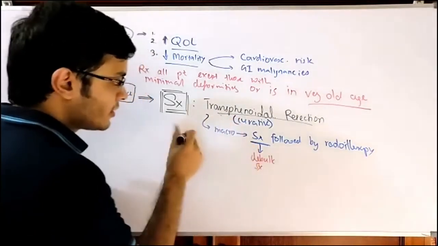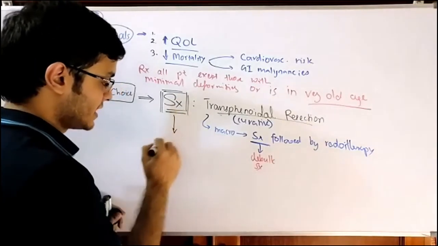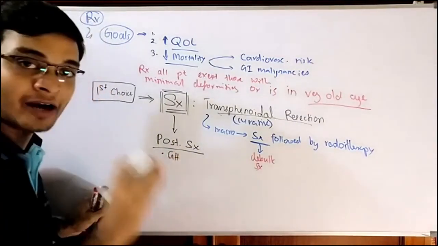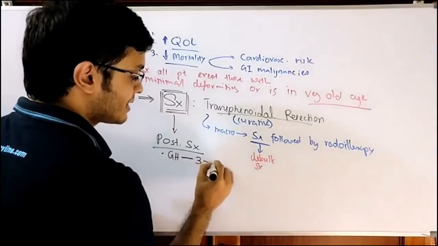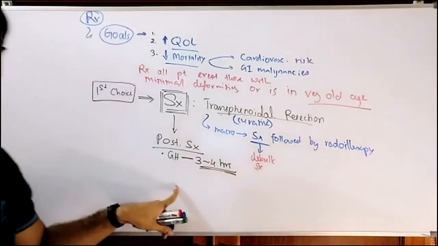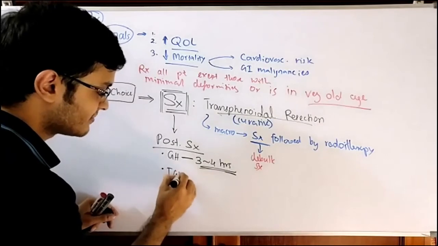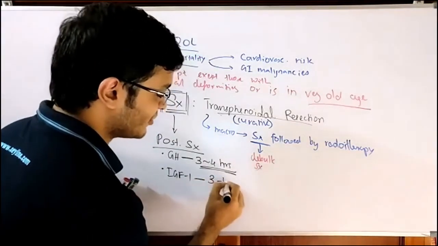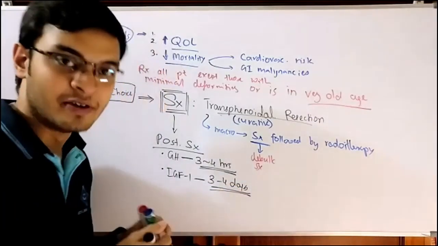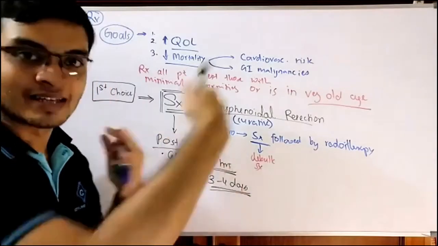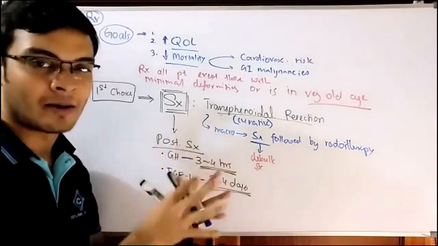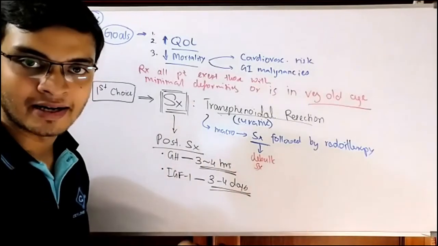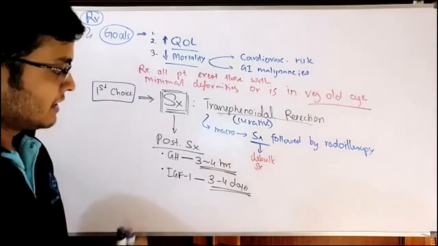What I want you all to know here: after transsphenoidal resection, as soon as the surgery is over, growth hormone levels return back to normal within 2 to 3 hours, sometimes 3 to 4 hours max. What do you think about IGF? How long do you think it takes? About 3 to 4 days, guys. You all understand the concept: before the surgery, there must have been some IGF in the blood, and that stays for a while. So in 3 to 4 days it will come back to normal. Growth hormone comes back to normal almost immediately, very fast. Why? Pulsatile and short half-life.